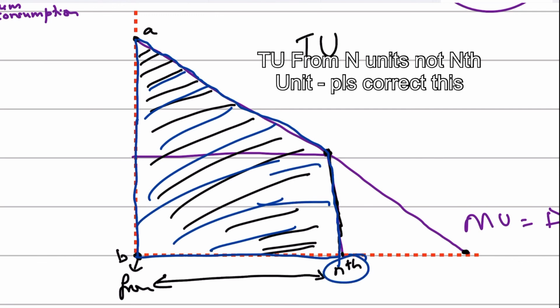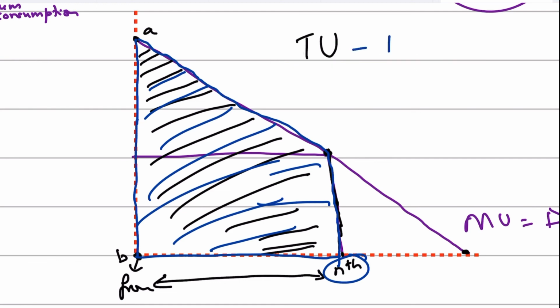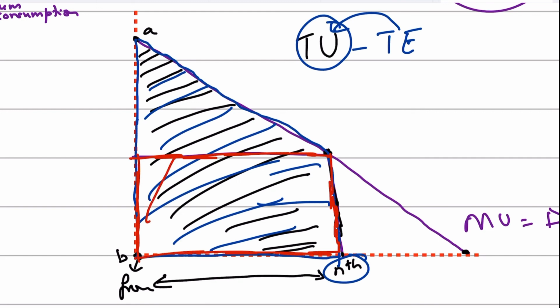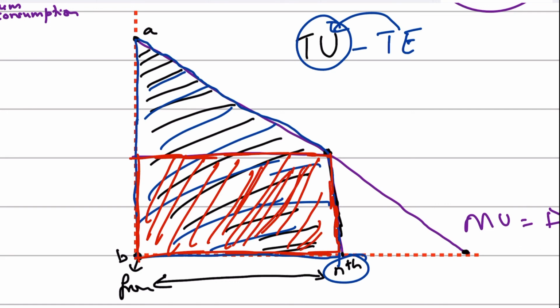And if you can recall, what was total expenditure? Total expenditure was the amount of money that you spend in order to gain that utility. That area, which represents total expenditure, is price times quantity, which is this area. This area represents your total expenditure, because it tells you the amount of money that you have paid in order to gain that total utility.